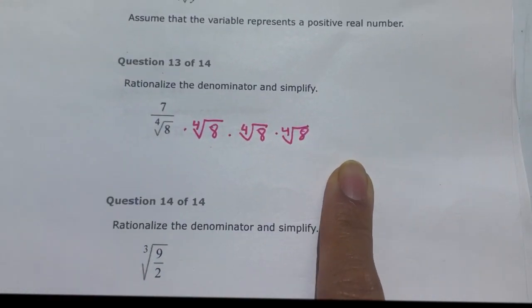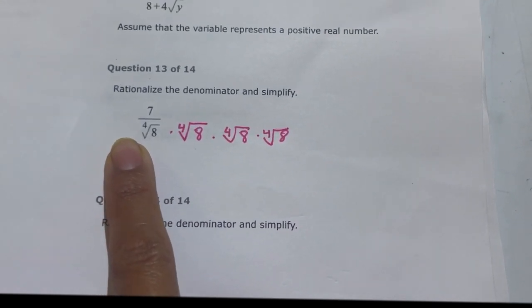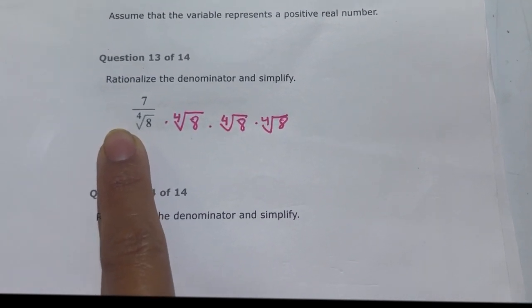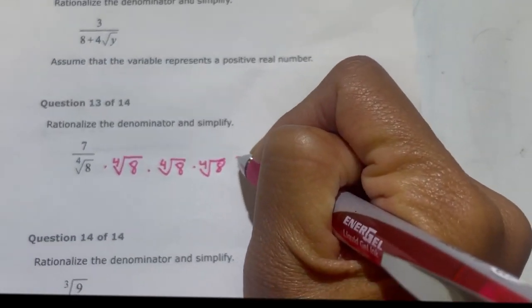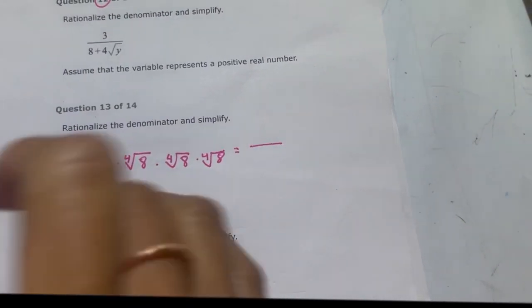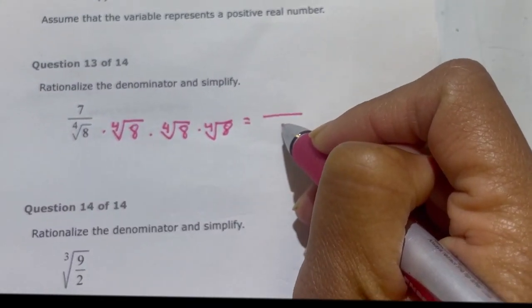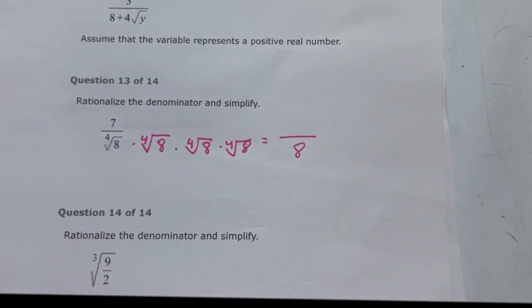So be careful of the index. The index will tell you the rules of the game. So here, since now there's 4 8s, there's 4 of a kind, now I could pull out the 8. So now the bottom just becomes 8. No more radical.